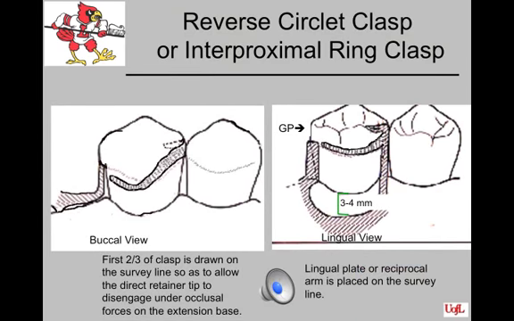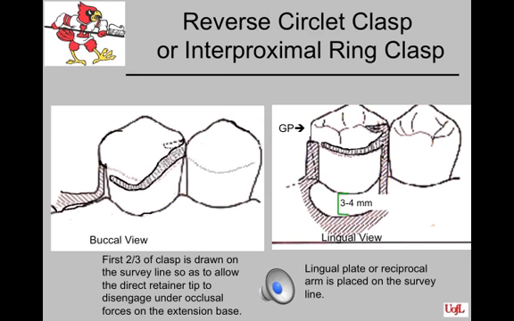The fourth acceptable clasp for use on the extension-based RPD is the reverse circlet clasp, or another name is the interproximal ring clasp. It has normally a mesial rest. Sometimes we might put an embrasure rest when there's a possibility of wedging between the two teeth. The direct retainer is a cast circumferential clasp whose origin is drawn on the survey line and then it dips into a .01 distal facial undercut.